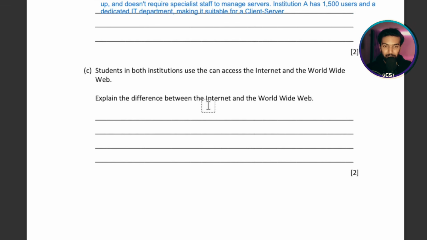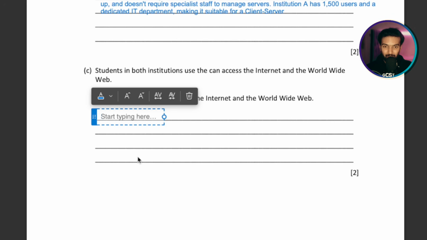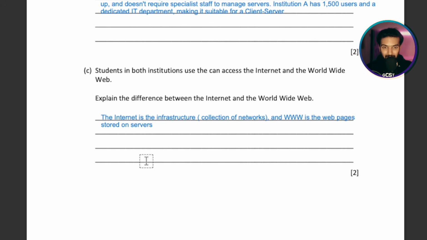Part C, students in both institutions use and can access the internet and the World Wide Web. Explain the difference between internet and www. Again, this is one of them that you should have flashcards, or again, the website has flashcards, which you could use and also make your own. The internet is the infrastructure, which is a collection of networks, and www is the actual web pages that are stored on the servers. Make sure you get this correct.